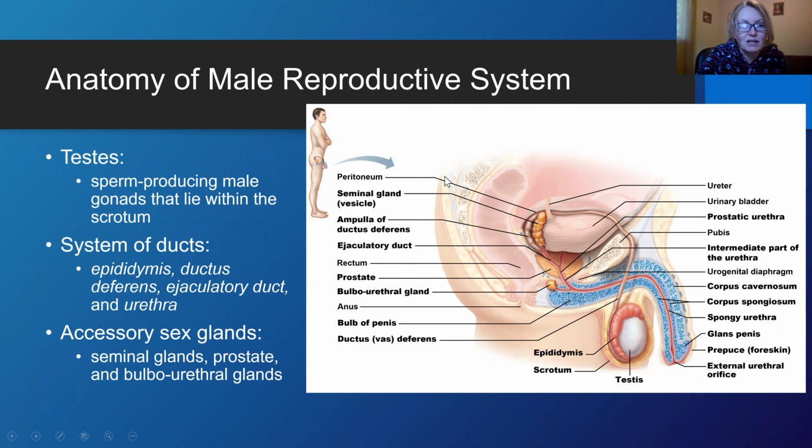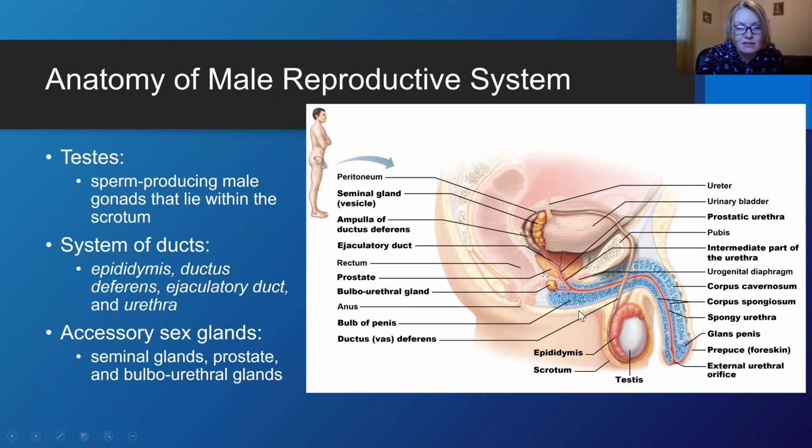So we're going to start with the male reproductive system. We already mentioned the primary organ, the testes, the sperm-producing male gonads that lie within the scrotum, so they are outside the body, and a system of ducts. The epididymis is the one shown here on top of the testes, and the ductus deferens, which used to be called vas deferens. This is the tube that enters the pelvic cavity, then becomes the ejaculatory duct, and then the urethra goes back outside of the body cavity.